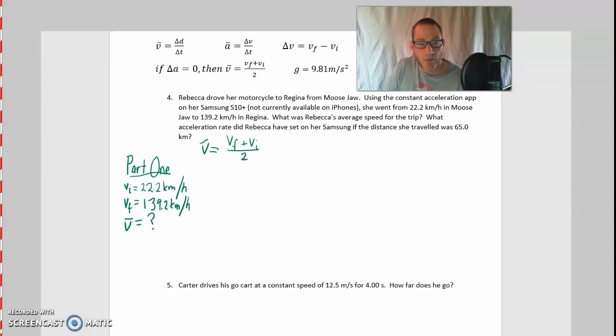Okay, so we know VF and VI, so we can simply, I'm just going to go equals, and I'll put the numbers in. 139.2 kilometers per hour plus 22.2 kilometers per hour, all divided by 2. Okay, and if you do the calculations, I'm just going to look down because I've done this already. It's 80.7 kilometers per hour. Okay, and it actually works out to be exactly that. And there's no other decimals down here.